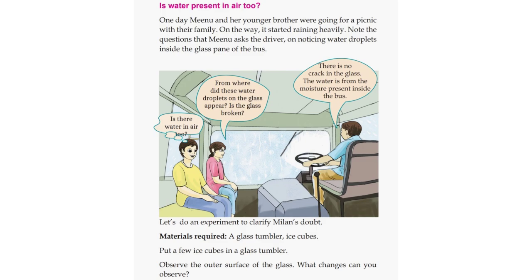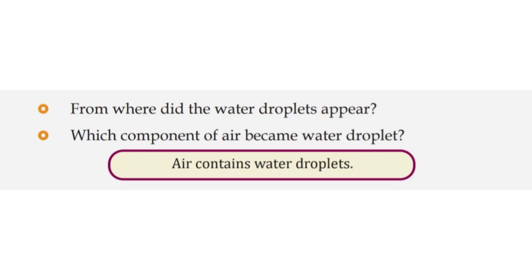Materials required: a glass tumbler, ice cubes. Put a few ice cubes in a glass tumbler. Observe the outer surface of the glass. What changes can you observe? Water droplets will form on the outer surface of the glass. From where did the water droplets appear? Air. Which component of air became water droplet? Water vapor. Air contains water vapor.